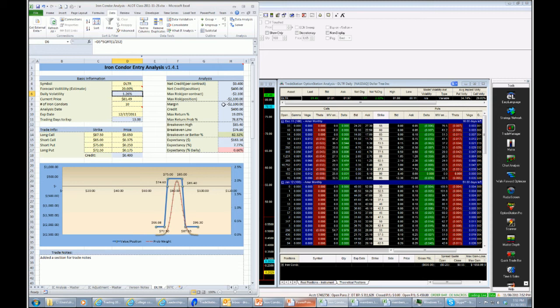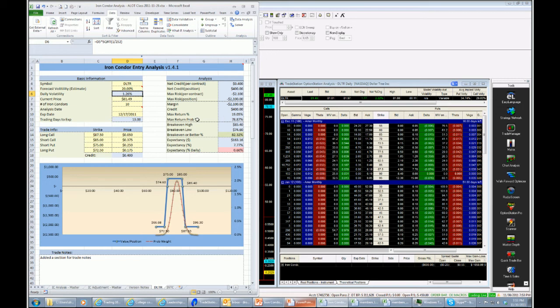Now, that's an important thing to know here. What are we going to get based on the margin? So if our margin cost is $2,100 and our credit is $400, the max return possibility that we can get on this particular trade is 19%.